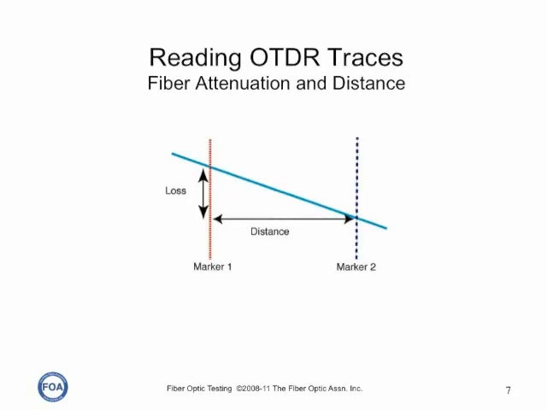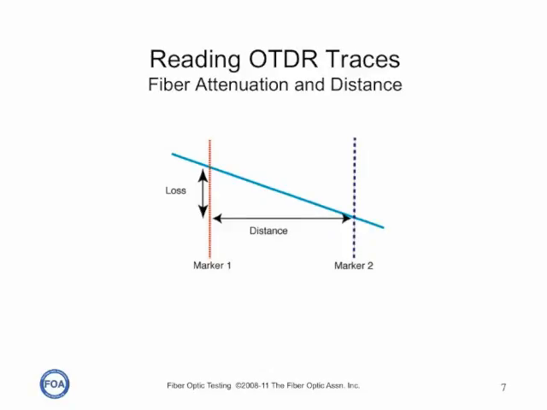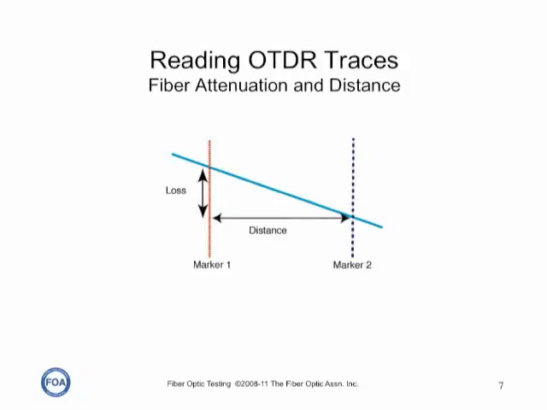Let's look at how we read an OTDR trace. Every OTDR trace has at least two markers that can be moved anywhere along the trace and are used as the measurement points for our analysis. The distance between the markers is the distance from point A to point B, where marker 1 and marker 2 are situated. The vertical scale is the loss. So if we put two markers on the simple slope of an optical fiber, it measures the loss over distance, which is the attenuation coefficient of the fiber.